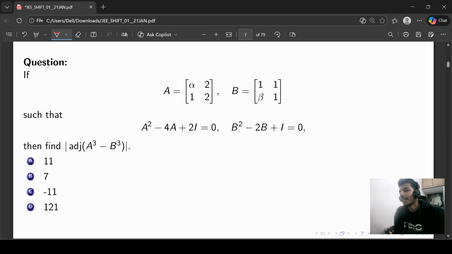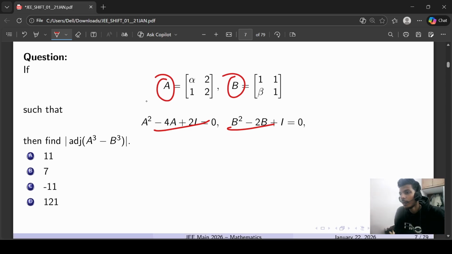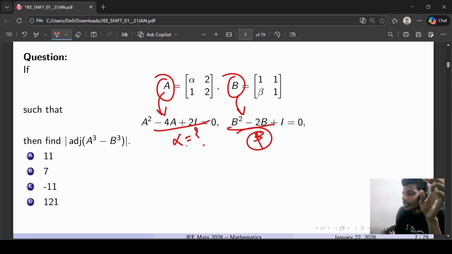We have given two matrices, matrix A and matrix B, and there are two equations also. It's simply the characteristic equation: A squared minus 4A plus 2I is equal to 0, and B squared minus 2B plus I is equal to 0. What we can do in this question is simply put matrix A into this and solve for alpha. We can put matrix B into this and solve for beta. Later on we will get the values of alpha and beta, we can put them there, and we get matrix A complete and matrix B complete.